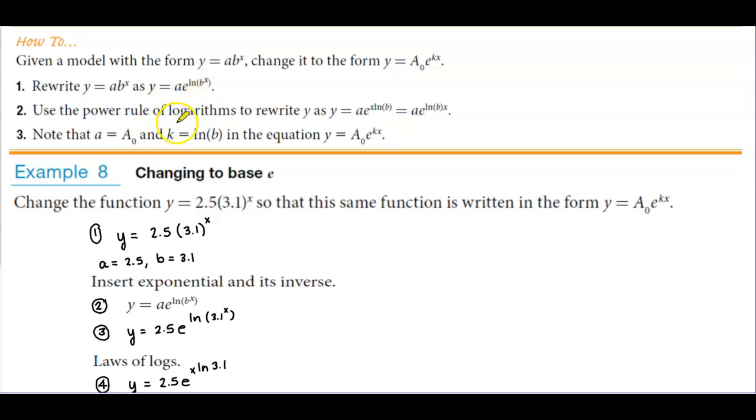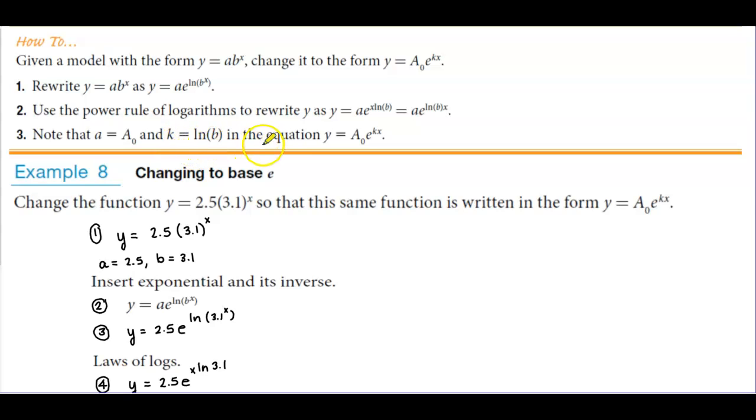And then we're going to use the power rule of logarithms to rewrite that function so that we can say that a e to the x times the natural log of b is going to equal a times e to the natural log of b times x. And let's make note that a is the initial value and k is going to be the natural log of b in that equation.